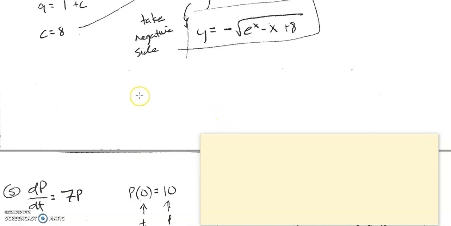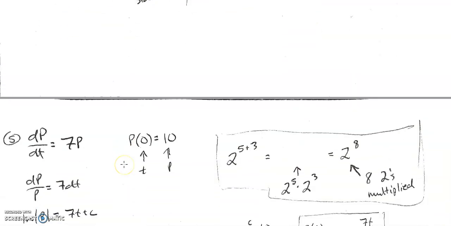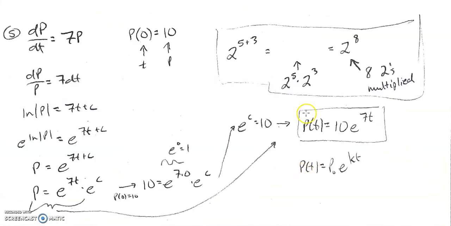All right. Hopefully you gave it your best shot. 10e^(7t). Did you get it? Yay. If not, we'll work on it. Okay, so here we go. Separation of variables. Divide by P, multiply by dt. dP/P equals 7 times dt.